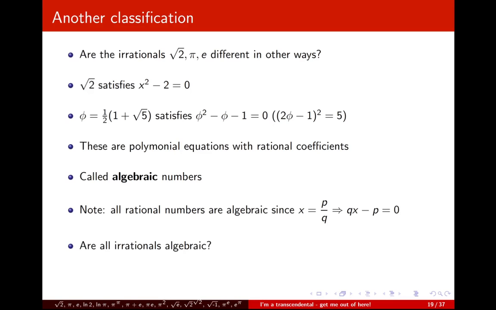But are all irrationals algebraic? So the square root of 2 is algebraic, the golden ratio is algebraic, both are solutions of polynomial equations with rational coefficients. But what about pi and e, for example? Are they algebraic? Are they solutions of a polynomial equation with rational coefficients?